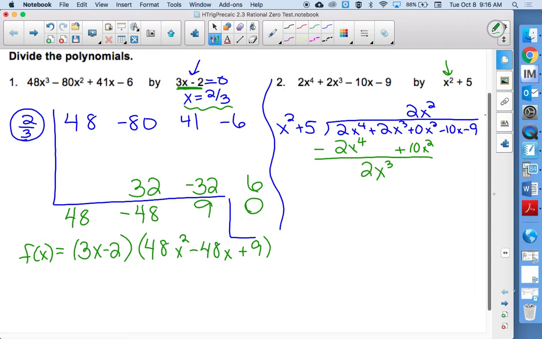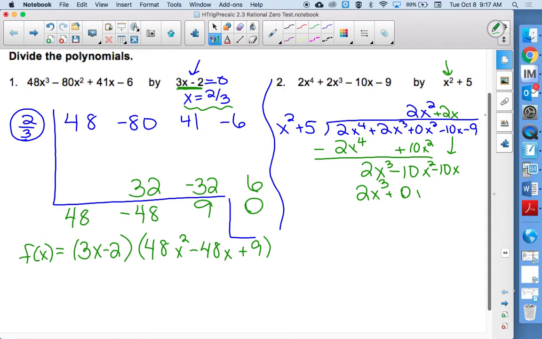0x squared minus 10x squared. And then I'm going to bring down the next term, which is negative 10x. And then you continue. So thinking again, we have an x squared. What do I multiply it by to make it 2x cubed? 2x. And then Carrie, when you do the multiplication, you get 2x cubed plus 0x squared plus 10x.